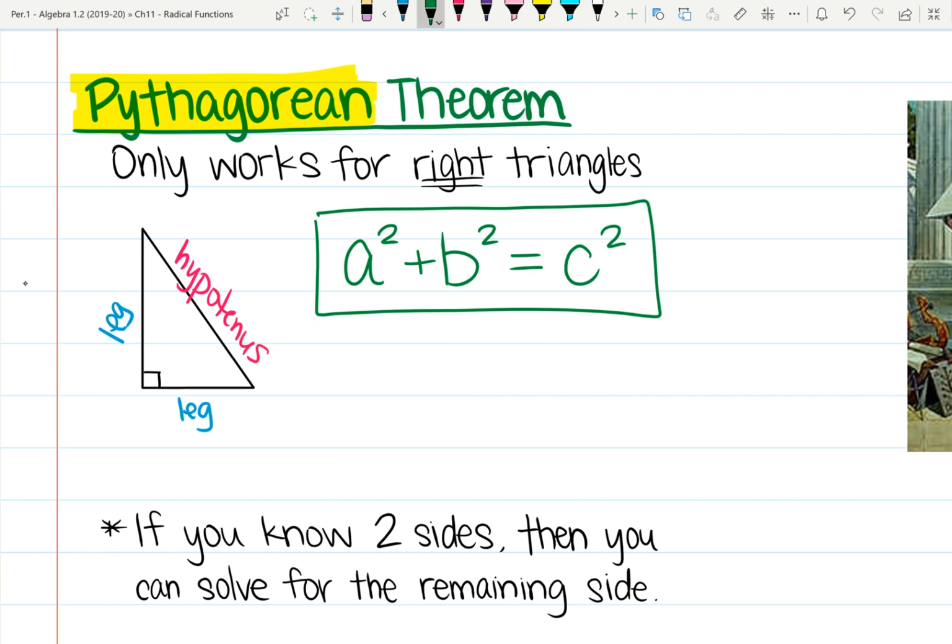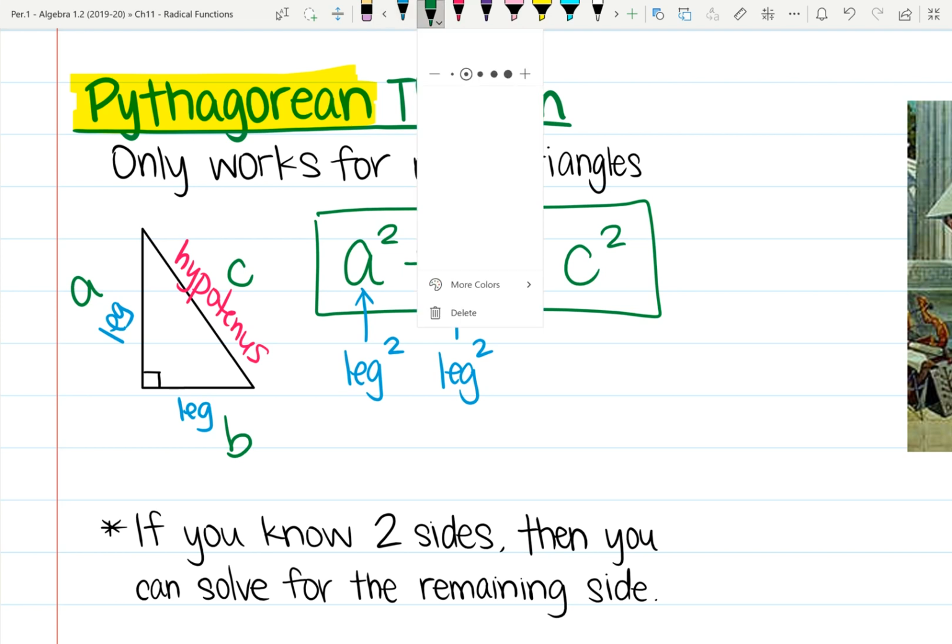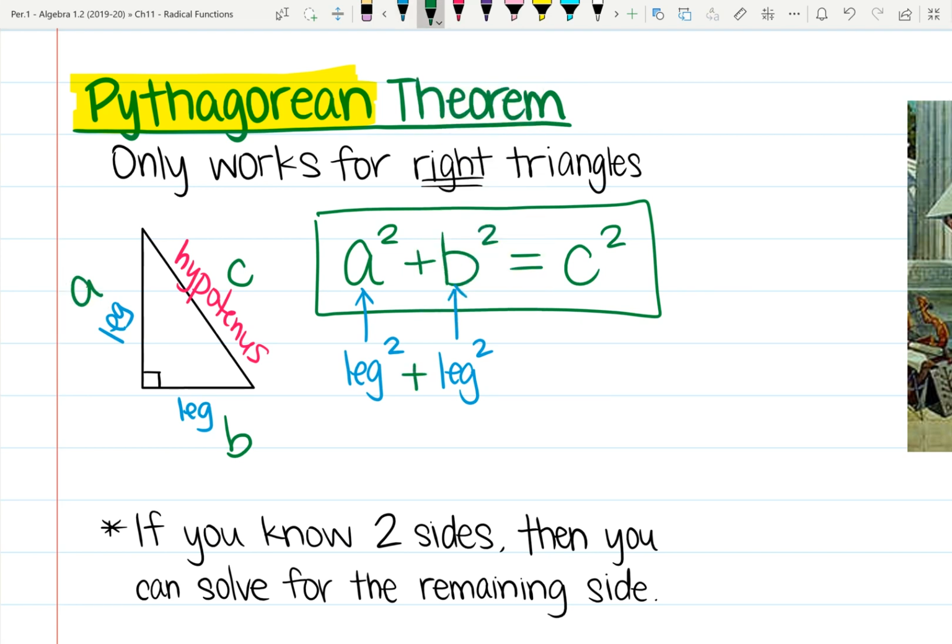And A and B are my two legs. The hypotenuse is C. So what we're doing is we're taking one of the legs and you're going to square it, right? Same thing here. You're taking another leg, whatever number that is, and you square it. If you take those two numbers and you add them together, they're actually always equal to whatever the hypotenuse is.